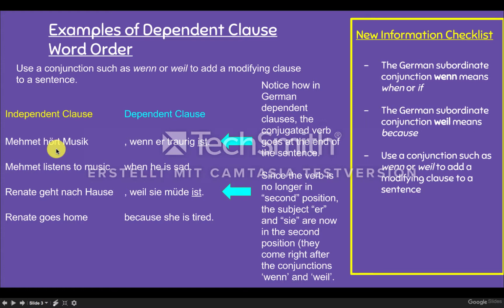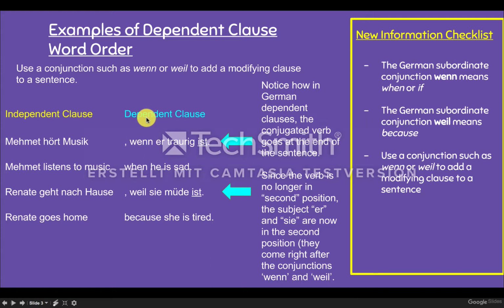The most important rules are that the verb has to be in second position, and if you don't put the subject first, it's got to be as close to the verb as you can get it. So I could say Musik hört Mehmet, and that still means that Mehmet listens to music. Now for the word order in dependent clauses, the conjugated verb goes at the end of the sentence. So it'd be like hört coming at the end of this sentence. The signal for that to happen is often going to be a conjunction word like wenn or weil.